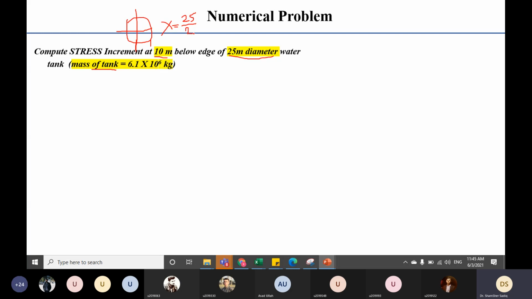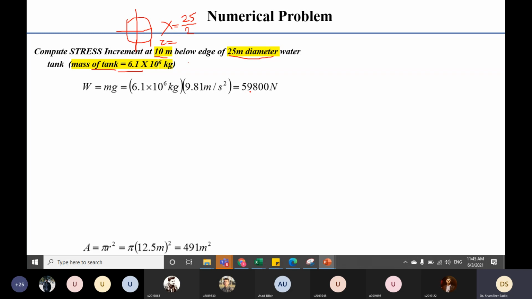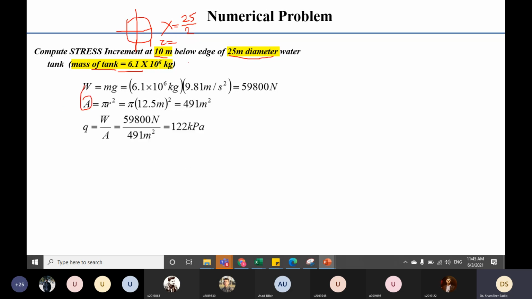But I need to check is it right or not, and Z is given to you is 10 meter. Okay, so mass is given to you, you can calculate the weight from here. Weight is equal to mg, so for example you get 59,800 Newton. Then you divide this weight by the area of the circular tank, and this will be equal to 122 kPa, which is equal to Q, stress per unit area, load per unit area.